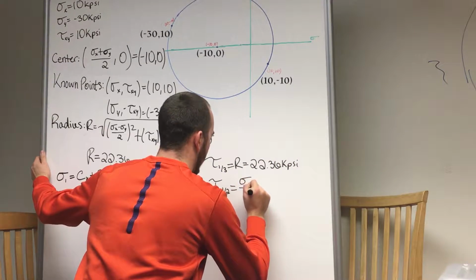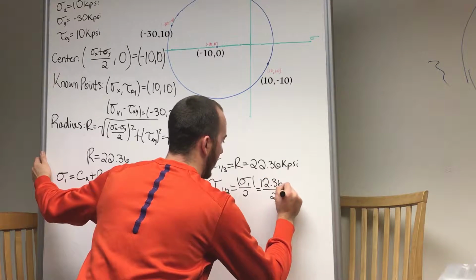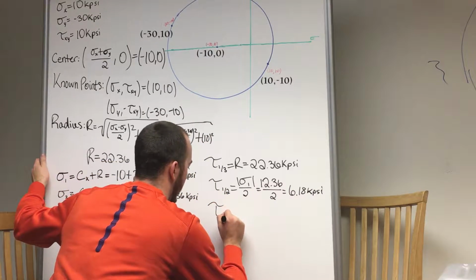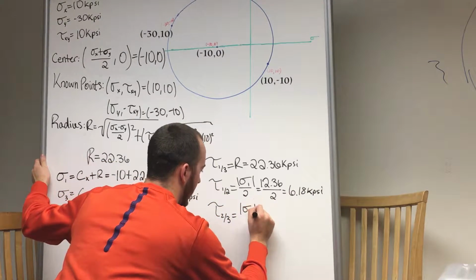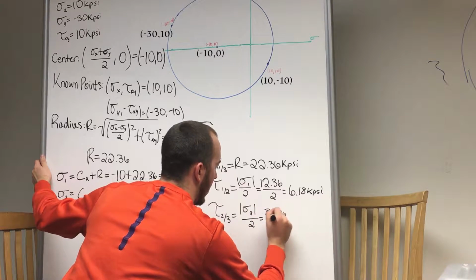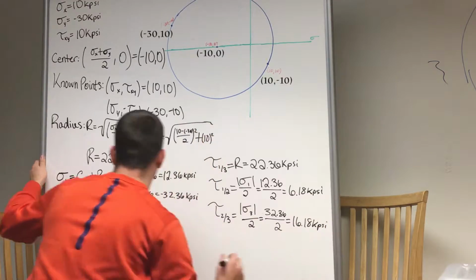The maximum shear stress, tau 12, related to the principal stresses sigma 1 and sigma 2, is equal to sigma 1 minus sigma 2 divided by 2. The maximum shear stress, tau 23, related to the principal stresses sigma 2 and sigma 3, is equal to sigma 2 minus sigma 3 divided by 2.